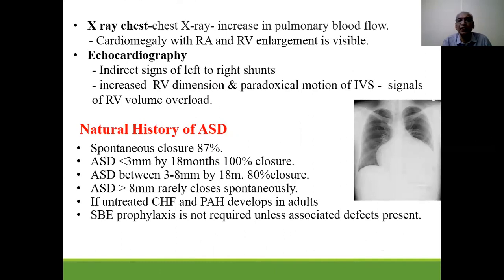Chest X-ray shows increase in pulmonary blood flow and cardiomegaly, which is of right atrial and right ventricular type. Echocardiography determines the size of the shunt.